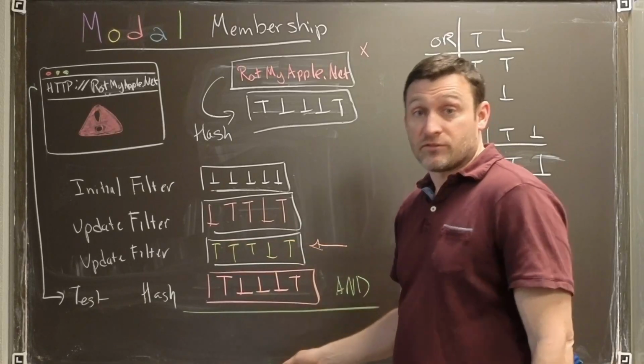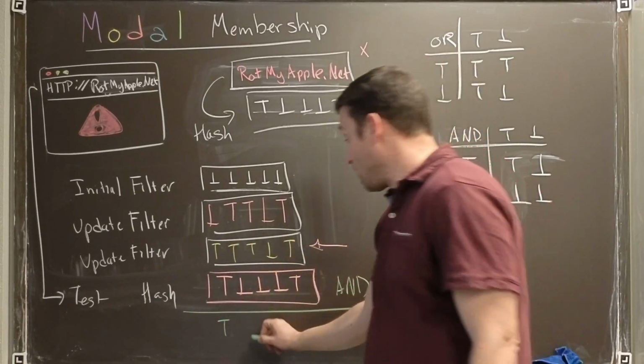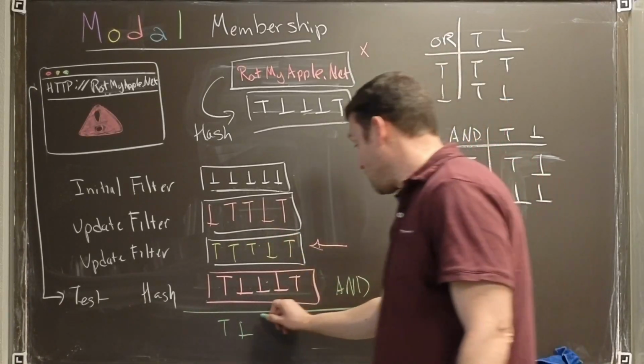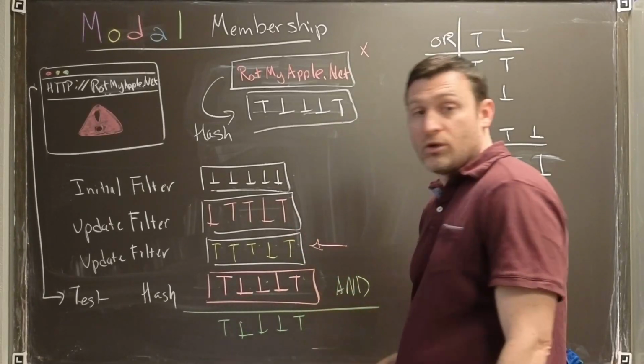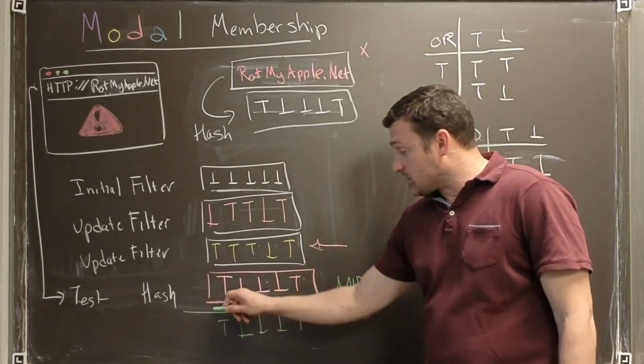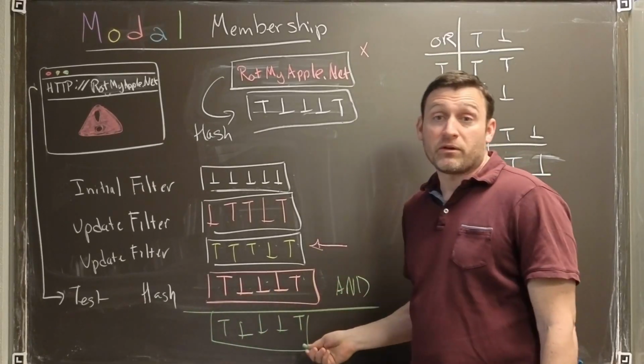True and true gives us true. True and false gives us false. True and false gives us false. False and false gives us false. True and true gives us true. Notice that the resulting list is a perfect match to our hash.